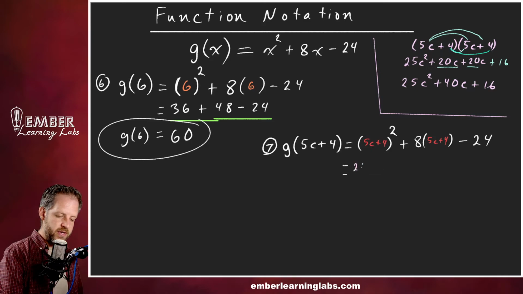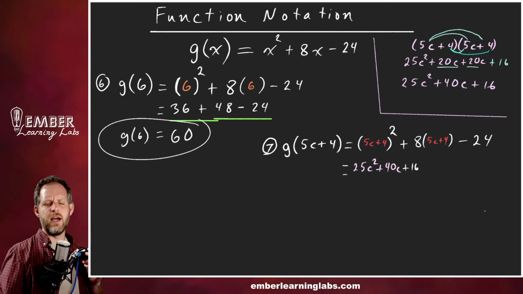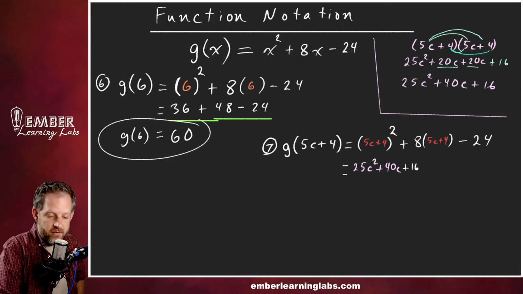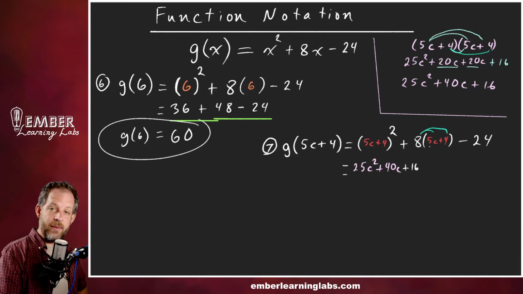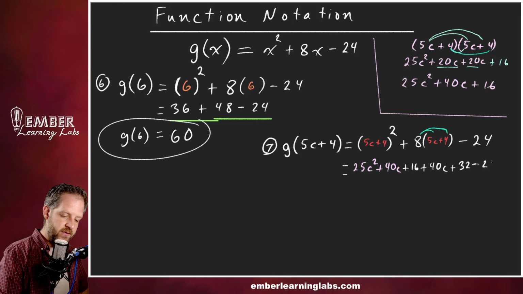So 25c squared plus 40c. I don't know why I'm still in that color. Making all kinds of color mistakes. It's a long video. Cut me some slack, maybe. If not, that's okay. Don't worry about it. No problem. We've got to distribute that 8. 8 times 5c is plus 40c. 8 times 4 is plus 32. And then bring down our minus 24.